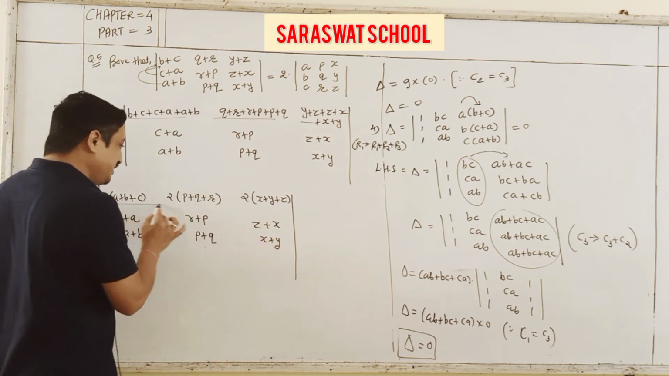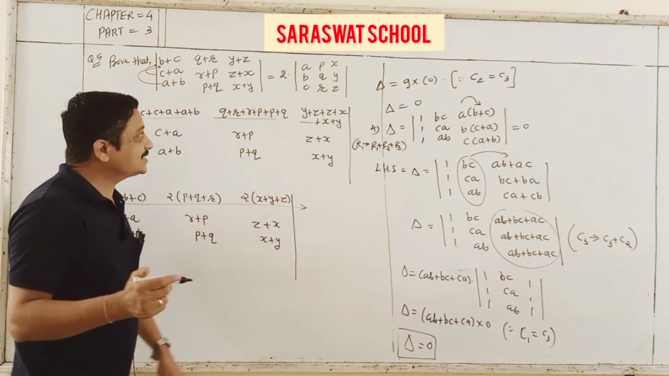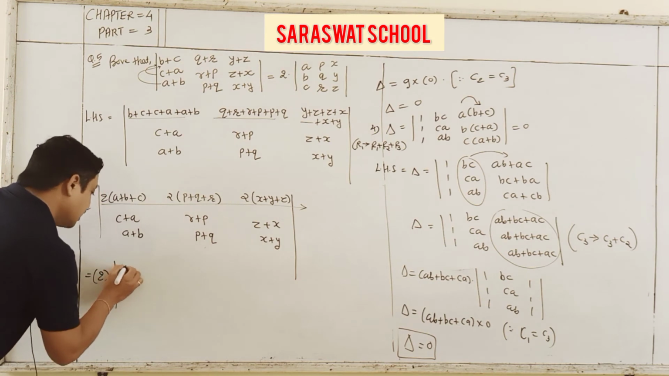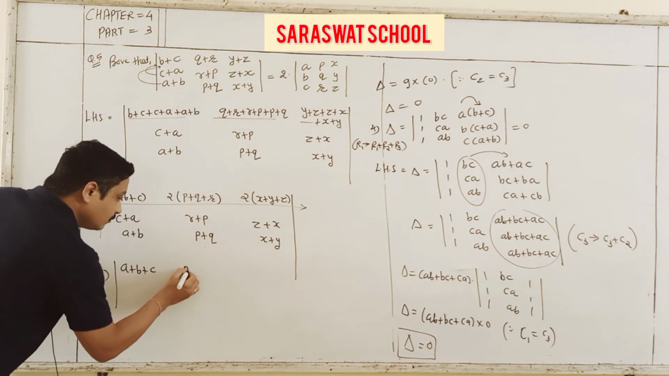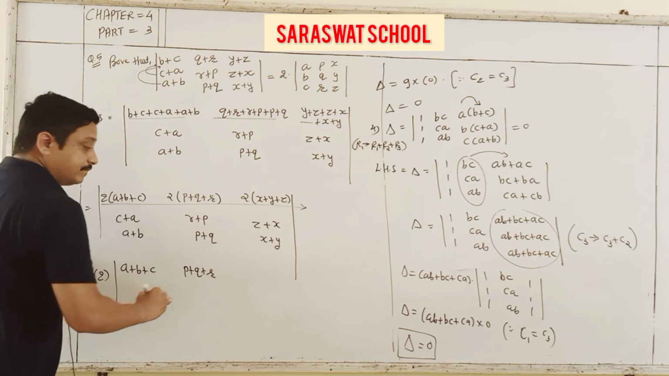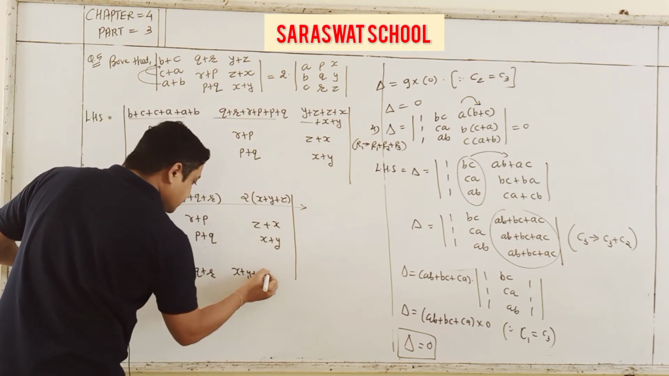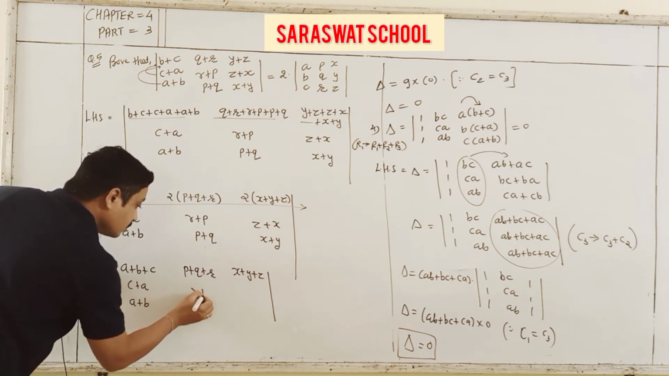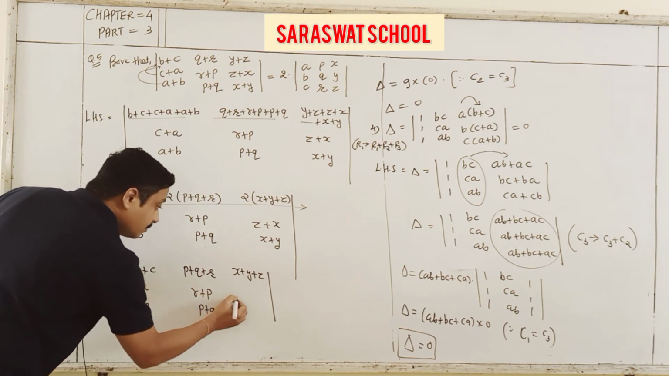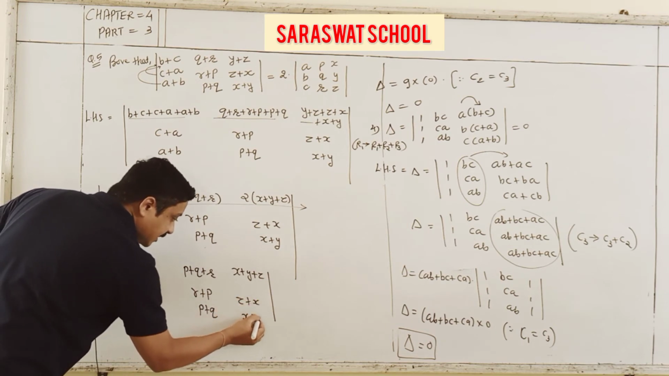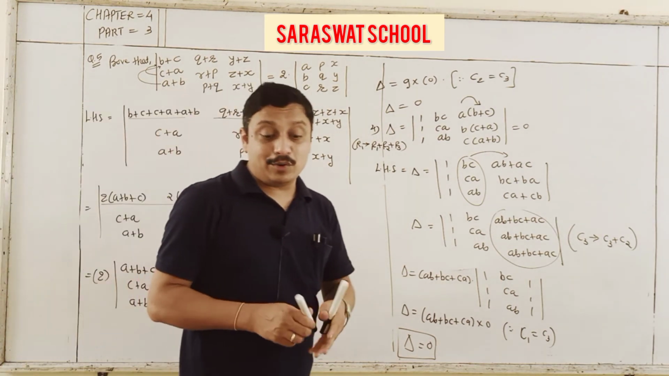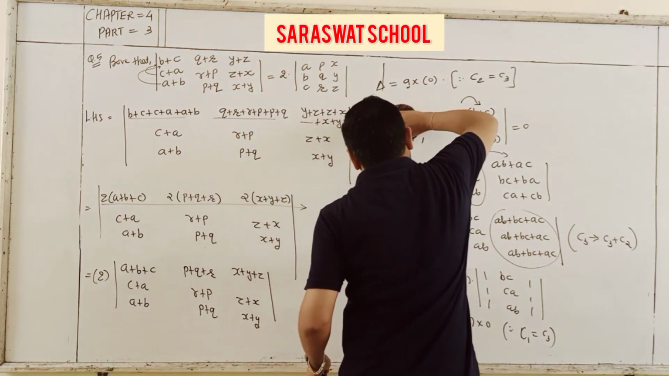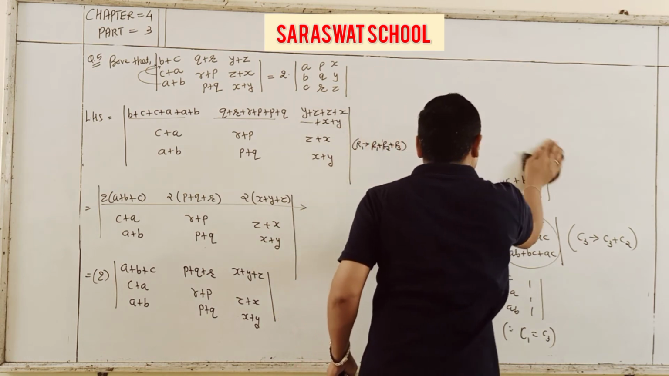Now we will take 2 common, that's the RHS part. One data is coming here, 2 outside, remaining are A plus B plus C, P plus Q plus R, X plus Y plus Z, C plus A, R plus P, P plus Q, Z plus X, X plus Y. Now I will think about how to dissolve this determinant to the least part, and that's your answer, least to least.